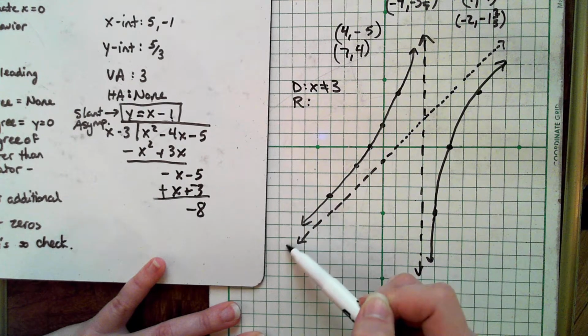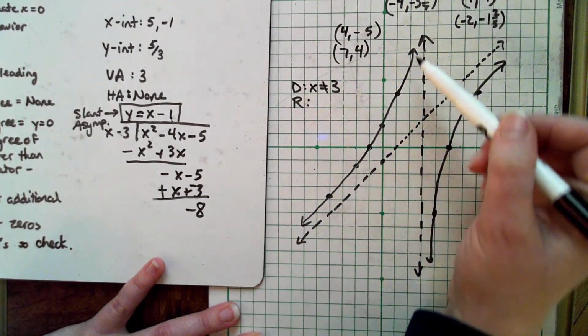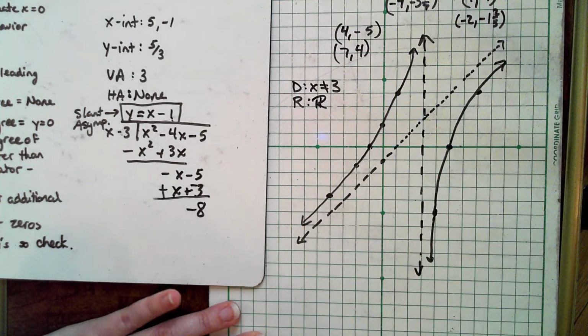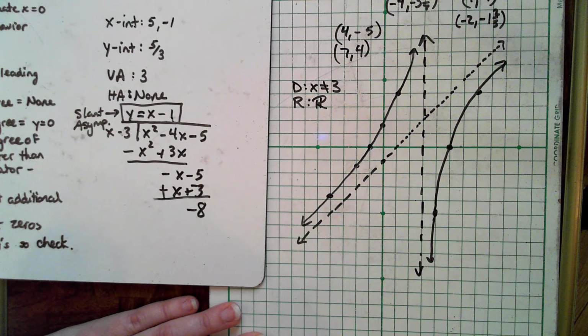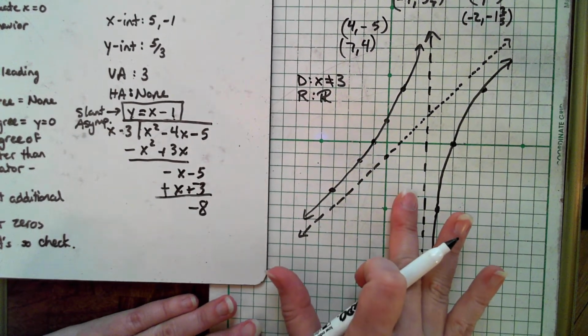If you wanted to investigate by this part of your graph, you'd see it will go down forever in this direction, and it will still go up forever in that direction. So it doesn't matter which part of the graph I pick, my range is still going to be all real numbers. Next, let's talk about behavior near our vertical asymptote.